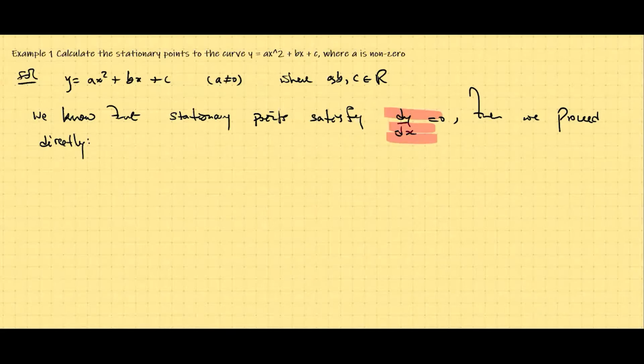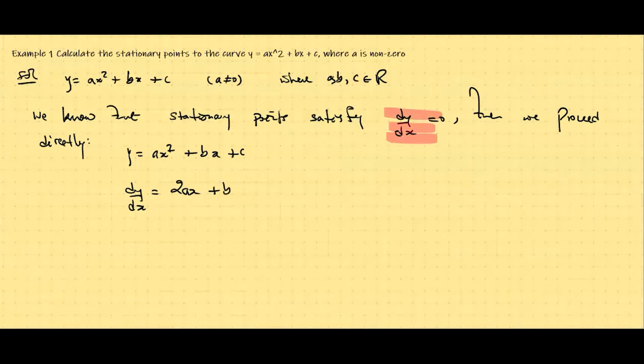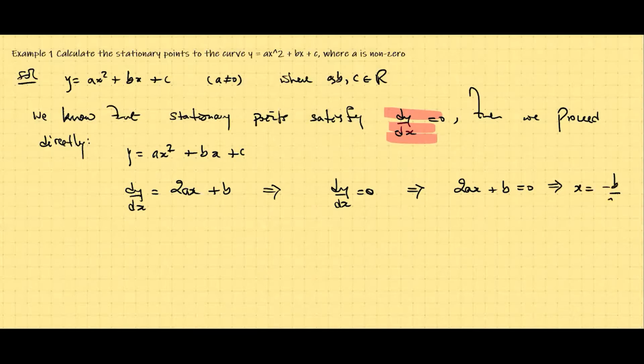We directly differentiate y. Since y is ax squared plus bx plus c, differentiating it gives, as we've seen before in parts one and two of the video series on differentiation, 2ax plus b. And indeed, we then set the condition that we want the derivative to be zero, because that's what happens at a stationary point, which gives us 2ax plus b equals zero, which we can solve to say x equals minus b over 2a.